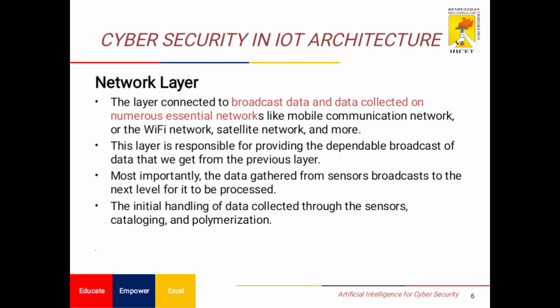The next layer is the network layer. The network layer, as all of you know, connects from one to another. This layer broadcasts data collected on the numerous essential networks like mobile communication networks, Wi-Fi networks, satellite networks and so on. This layer is responsible for providing the dependable broadcast of the data that we get from the previous layer. Most importantly, the data gathered from sensors is broadcast to the next level to be processed. The next level handles the initial processing of data collected through the sensors, cataloging and aggregation.